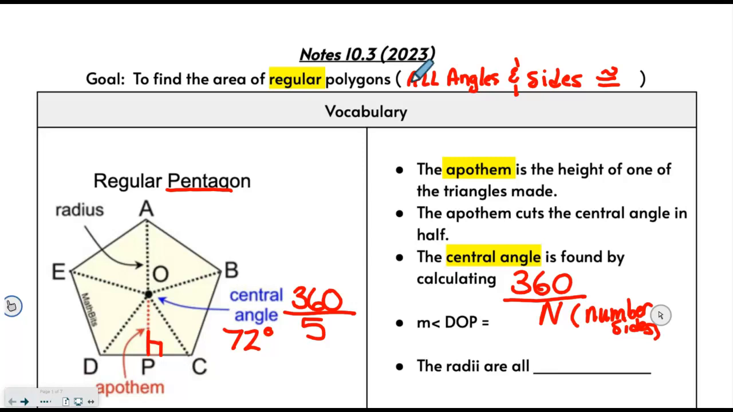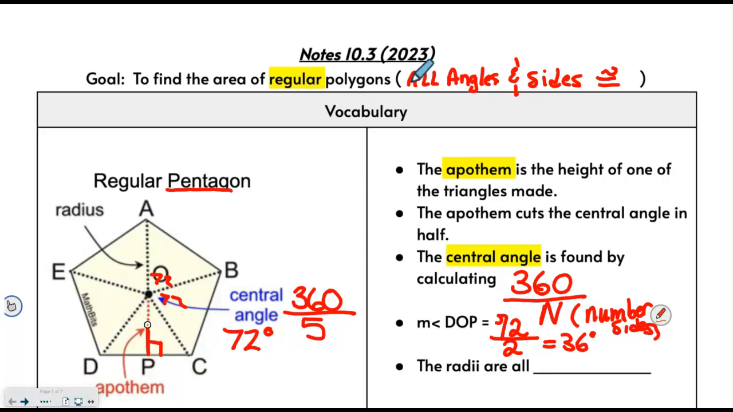And then remember, I've said that the apothem cuts the central angle in half. So here's one central angle. I just drew it in red right here at the arc. When I drop the apothem, it's going to cut that 72-degree angle, because all of these are 72, right? Dropping an apothem cuts it in half. So for my measure of angle DOP, it's going to be half of 72, because the apothem, when I drop it, cuts it in half.